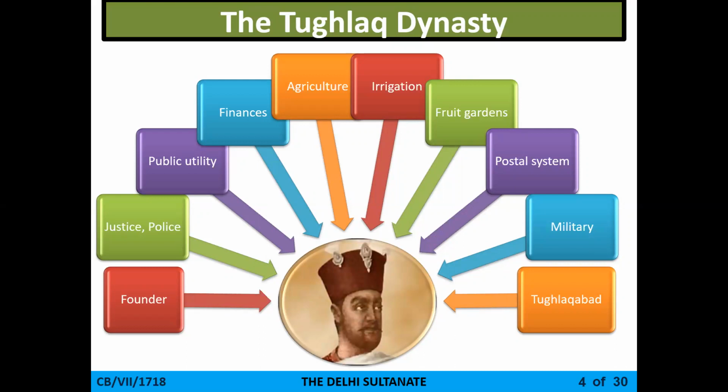He ruled Delhi from 1320 to 1325 CE. He built the city of Tughlaqabad and made it his capital. He wanted to restore the administrative system by removing prevailing abuses. He made reforms in the field of administration, such as justice and police, to maintain law and order, peace and security. He did many works to help the public by improving the finances of the state.